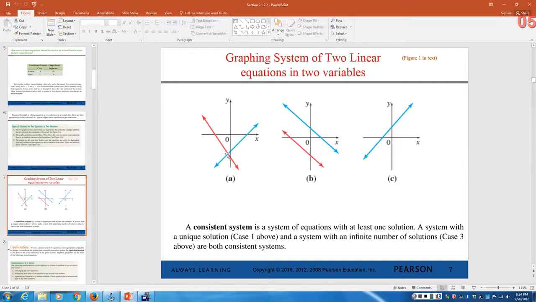Our setup problem graphs like this, where the two lines actually cross. That's called a consistent system of equations. This is also a consistent system of equations, but the thing is, both of the graph lines are laying on top of each other, and it looks like there's just one line, even though there's two equations. That's also a consistent system, it's just that every point on one line is the same as all the points on the other line. The one in the middle is called an inconsistent system because they don't cross, ever. Can I finish off?